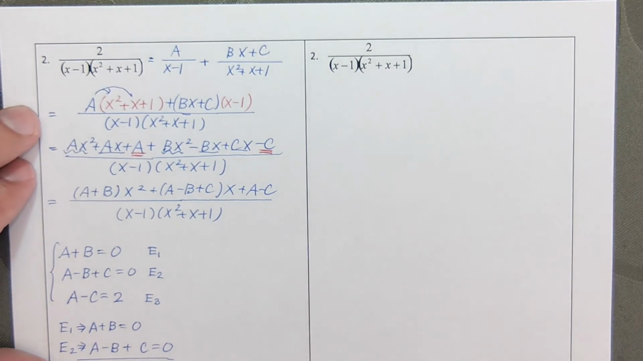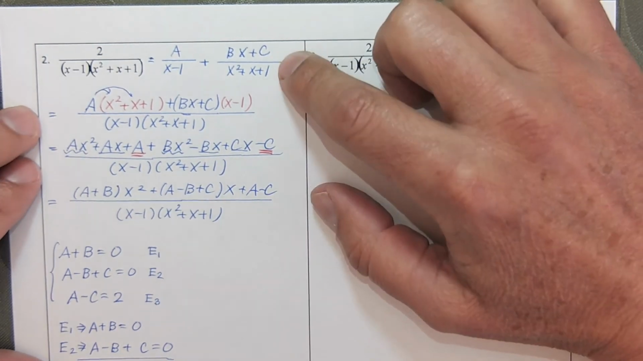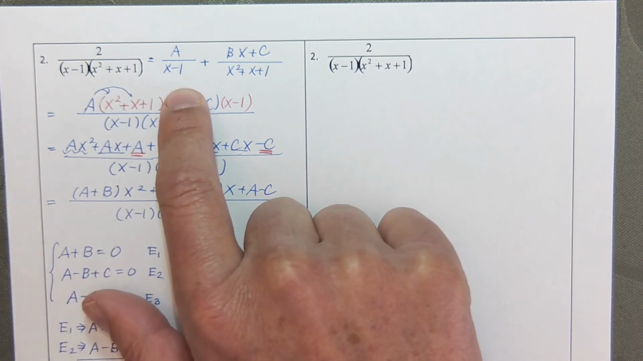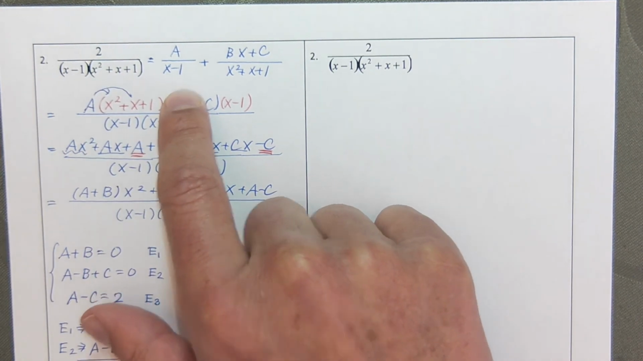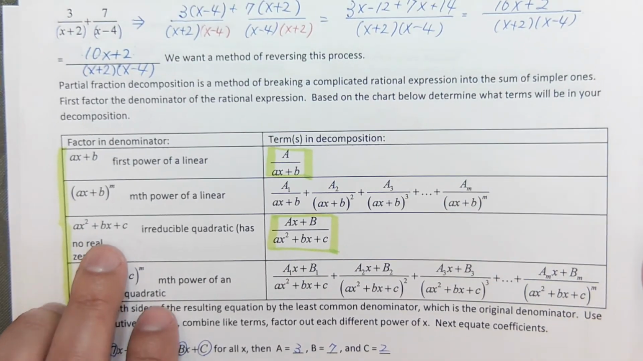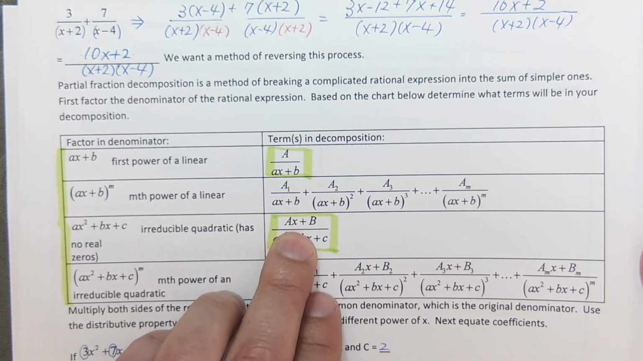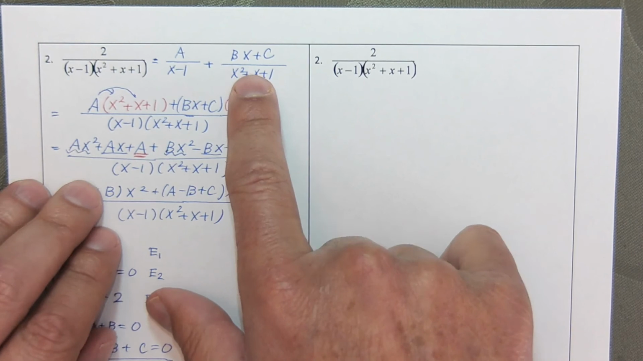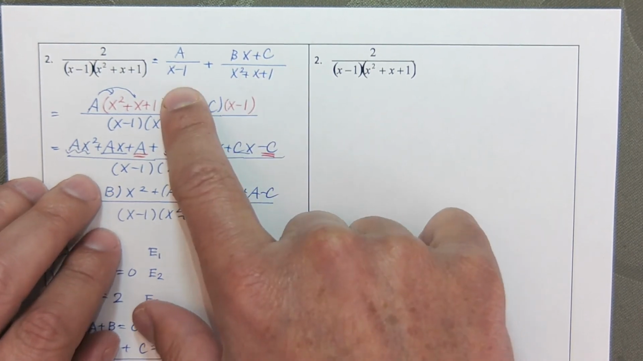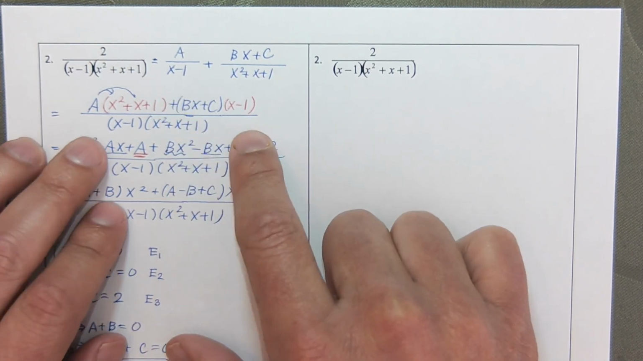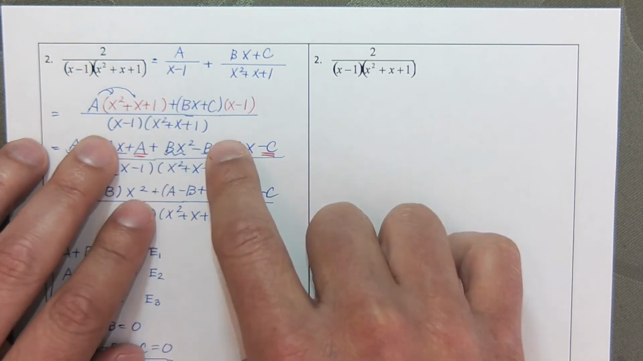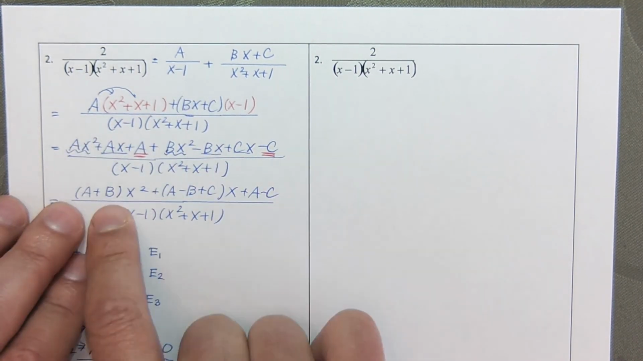All right, next up. Here we have a non-factorable quadratic. So if you look at that first page, non-factorable quadratic becomes this with a linear up above, x to the first power. And you can see that's what we did. Again, get a common denominator. This is missing from here and that's missing from there. Distribute and combine and group it up.